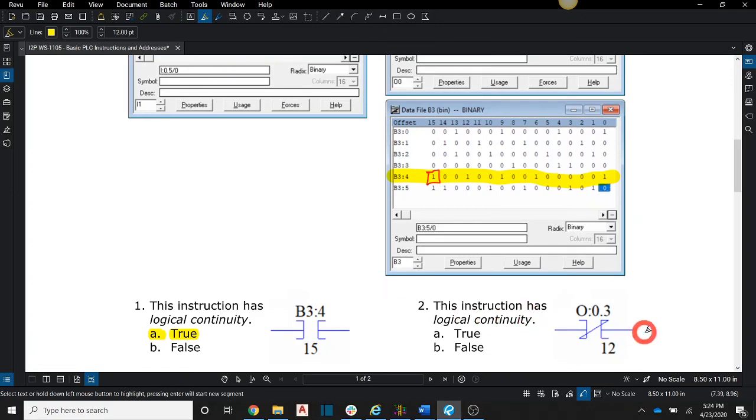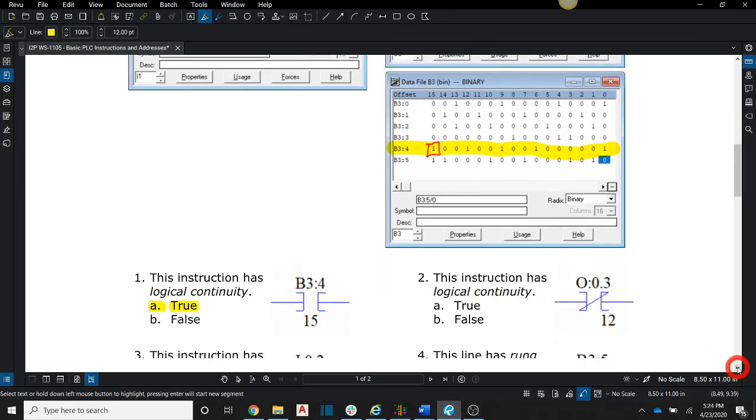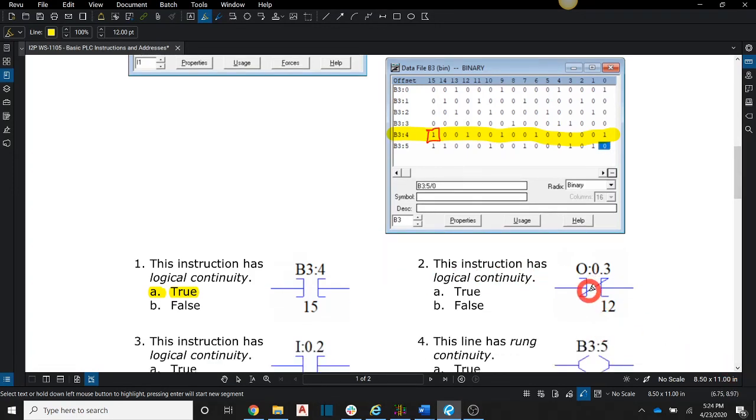Let's test the next one. We have the polar opposite instruction. This is an examine if open. And an examine if open, its nickname is test for 0. So we're going to go to its associated address and look at that table to see if that value is a 0. We are now going to look at a different table. It's going to be the output table. And because we're talking about a physical address, we have another number associated here.